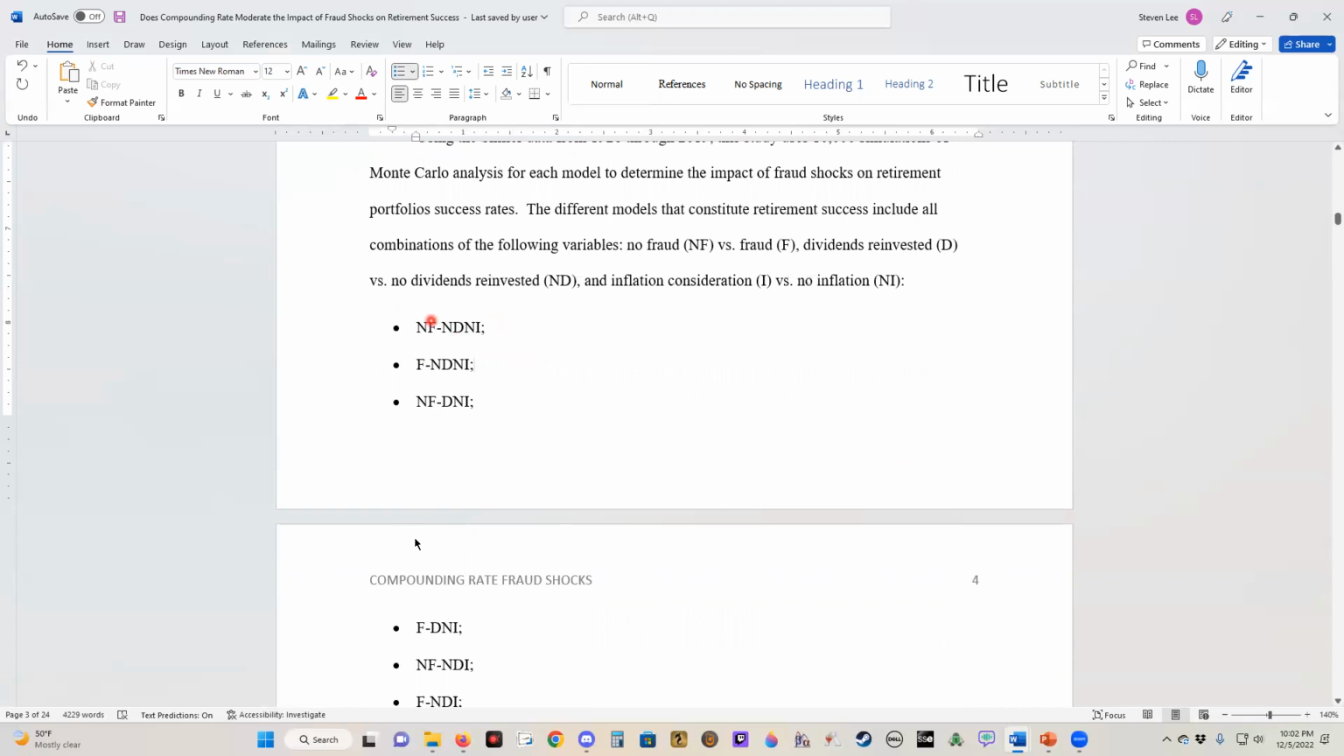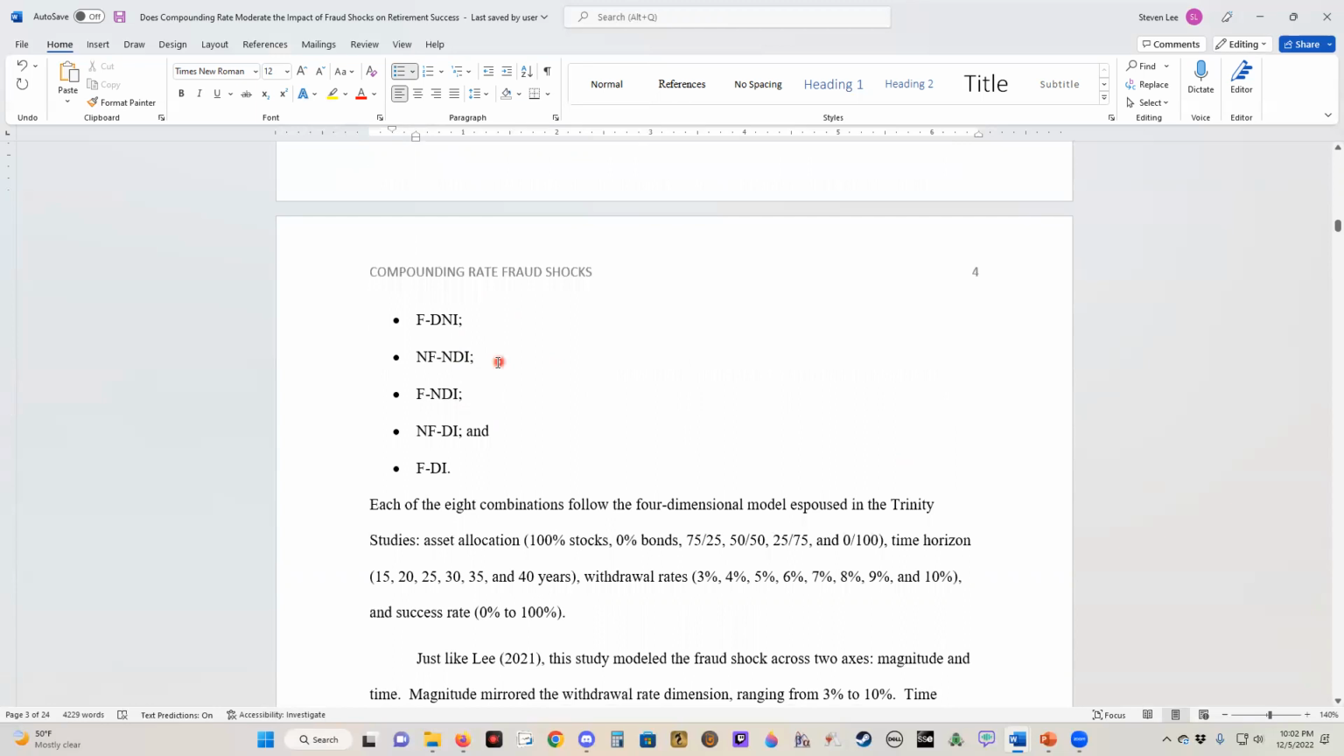And then methodology. So here is different because we also made it more robust than the initial study because we're looking at no fraud versus fraud. That's what the NFs and Fs are for. In DNI, that's no dividends reinvested and no inflation, whereas DNI is dividends reinvested, no inflation.